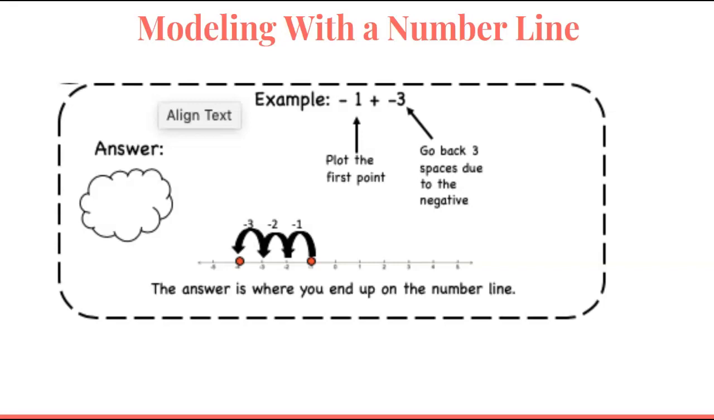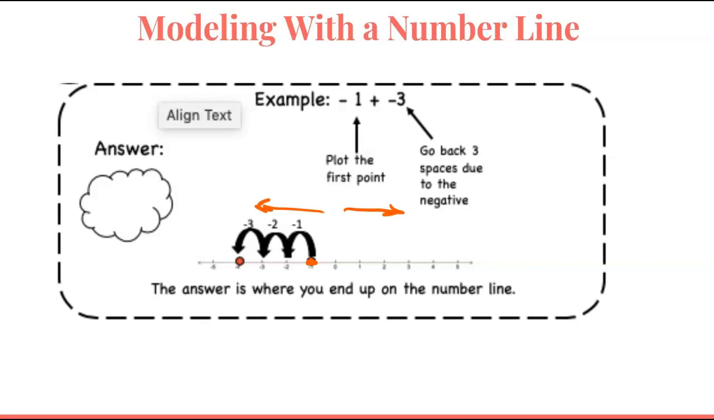Okay, the first number, which in this case is negative 1, is where we start. So we plot our point. The point is already plotted for me, but it's down there on negative 1. That's where we start. The second number tells me how many spaces I'm going to go to the right or to the left. If I'm adding a positive number, I move to the right. If I'm adding a negative number, I move to the left.